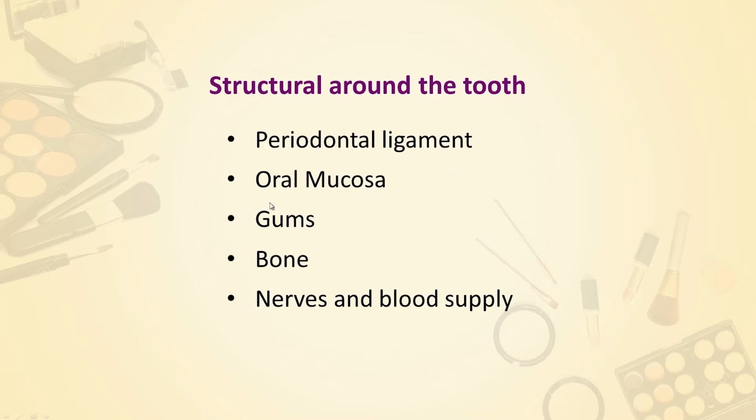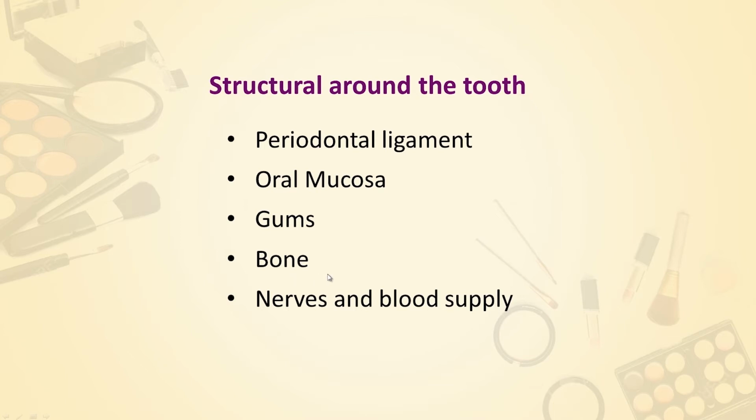And oral mucosa, this is the term used to describe the moist tissues that line the mouth. Gums are the soft tissues around the teeth and bone and give protection to the bone and the root of the teeth.